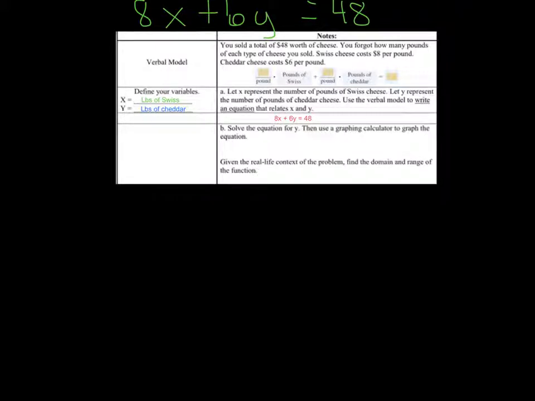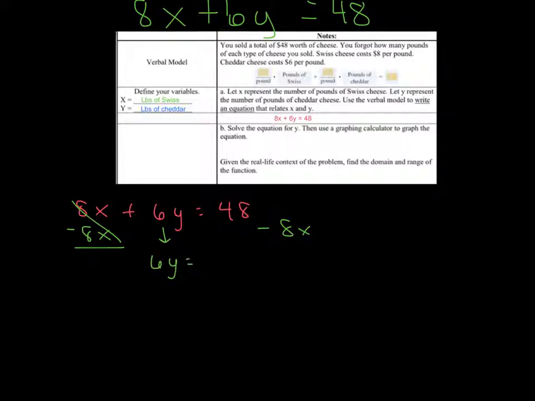At this point, we reviewed how to solve for y. If you have the equation 8x plus 6y equals 48, and you want to solve for y, that means you're getting y by itself. The first thing you want to do is subtract 8x from both sides. 8x minus 8x cancels, and I'm left with 6y equals 48 minus 8x. Notice I didn't actually subtract here.